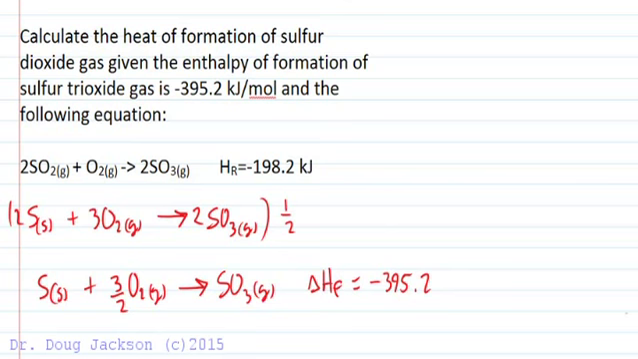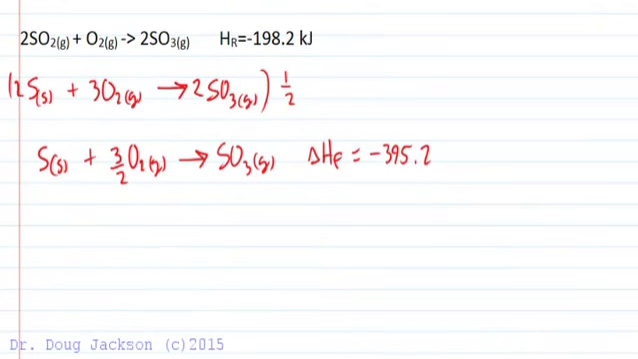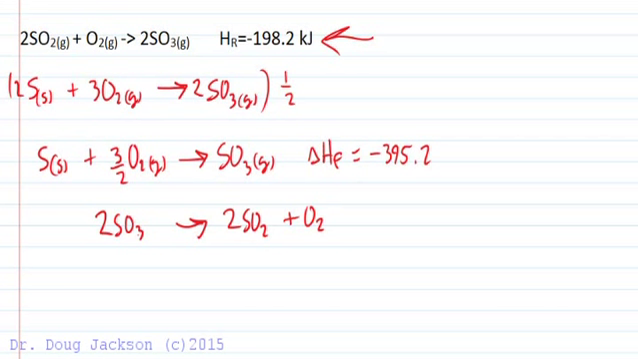Okay, so looking at this, to get heat of formation, we want SO2 on the right hand side of the equation. So we're going to flip this equation to its reverse. And when we do that, we get 2SO2 plus O2, and on the left hand side 2SO3. Now, delta H of this reaction is going to be positive 198.2 because of our flipping of the reaction. We have to multiply by -1.